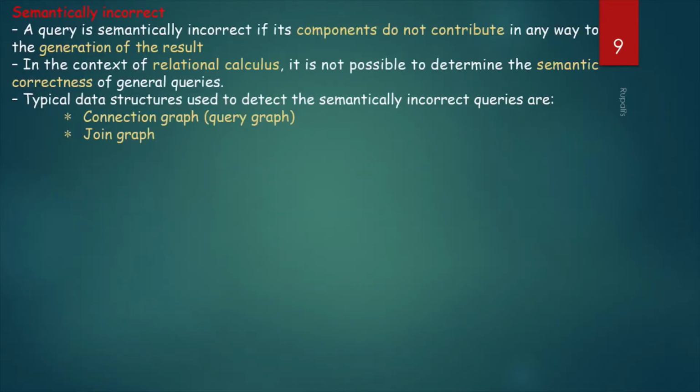Next is semantically incorrect. A query is semantically, meaning meaningfully, incorrect if its components do not contribute in any way to the generation of the result. In the case of relational calculus, when a query is written in relational calculus, it is not possible to determine the semantic correctness of that query. So typical data structures are needed to detect the semantic correctness of the query. Those data structures are the connection graph or query graph and the join graph. Consider this query.